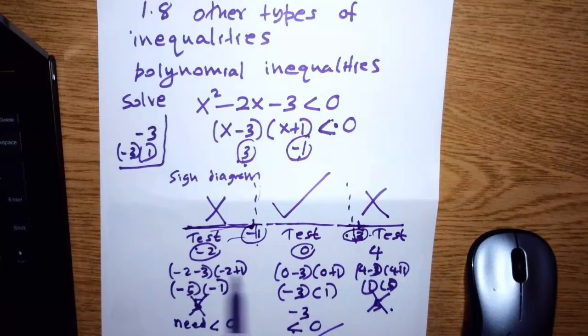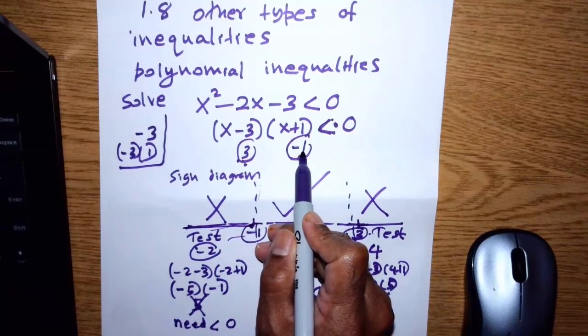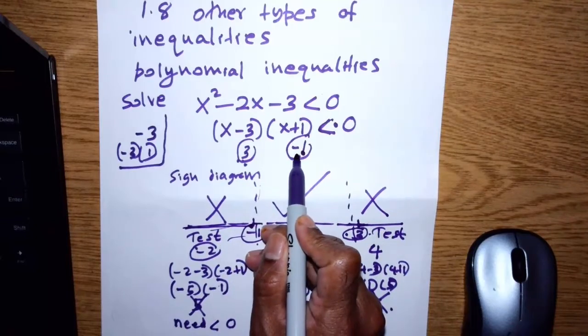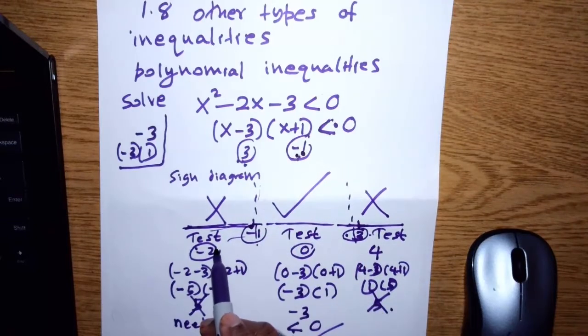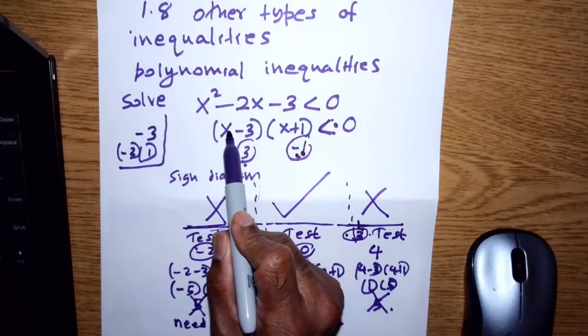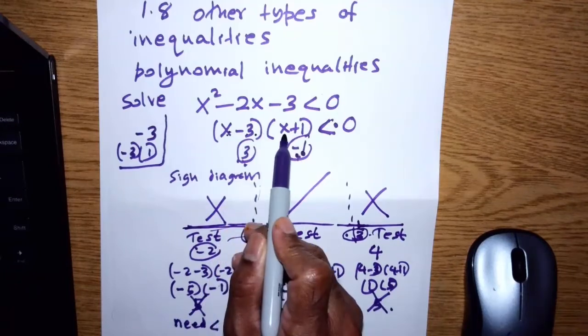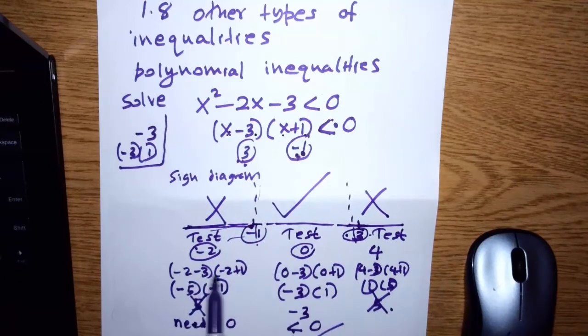The next thing I'm going to do is take test values from each of these sections. First of all, I go to the smallest one, -1, and I take a test value less than -1. What would be a good test value less than -1? -2, right? Now I take the -2 and plug it into my expression. -2 minus 3 times -2 plus 1. -2 minus 3 would be -5 times -1. That would be positive 5.